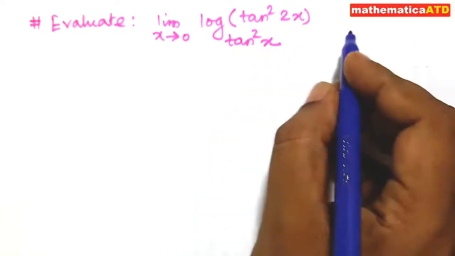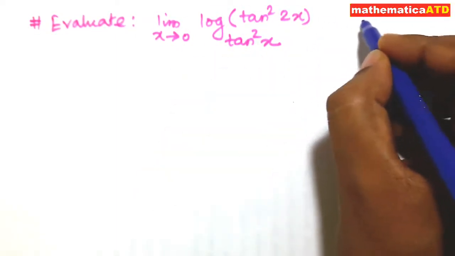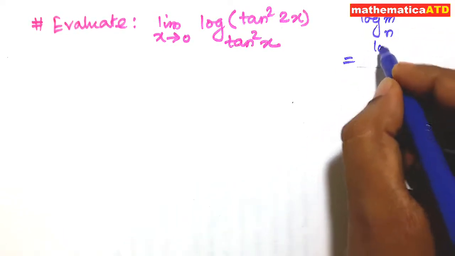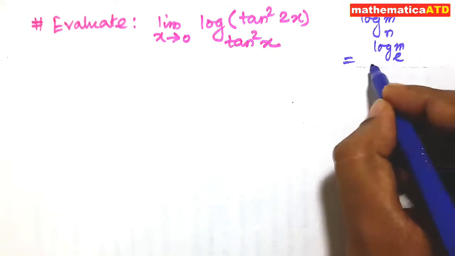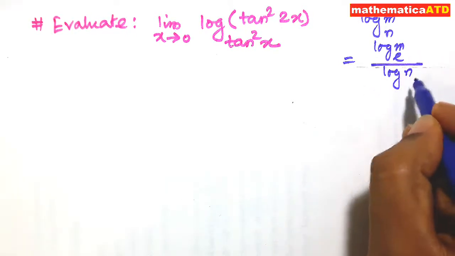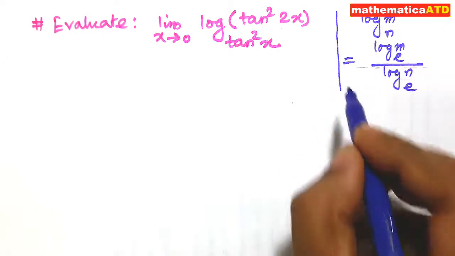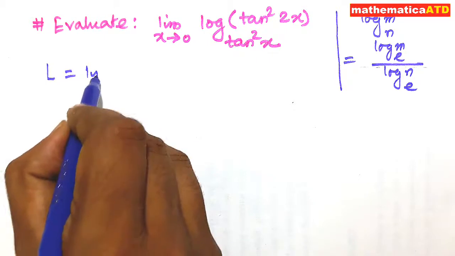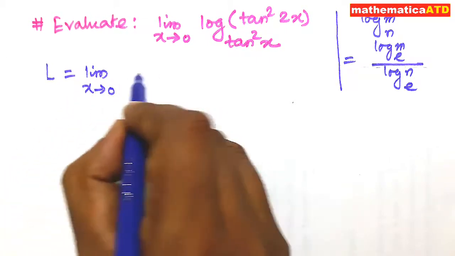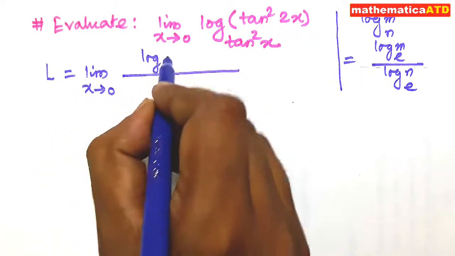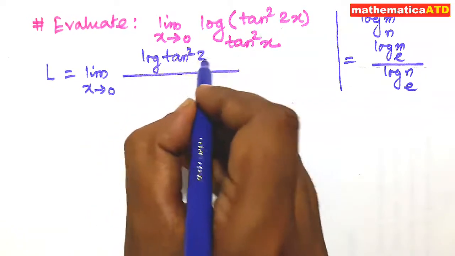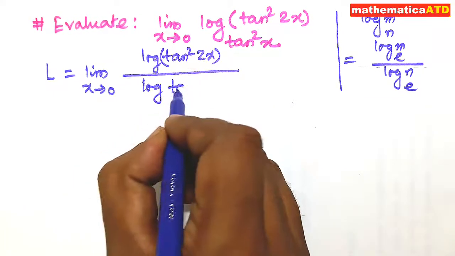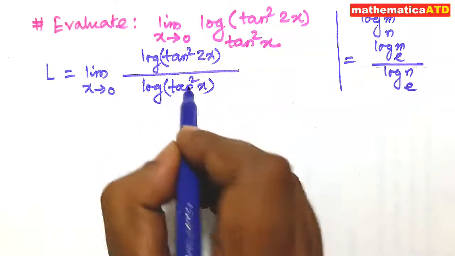Here we shall use the property of logarithm. We know that log of m base n can be written as log of m base e divided by log of n base e. So this limit can be written as limit x tends to 0 of log of tan 2x base e divided by log of tan x base e.